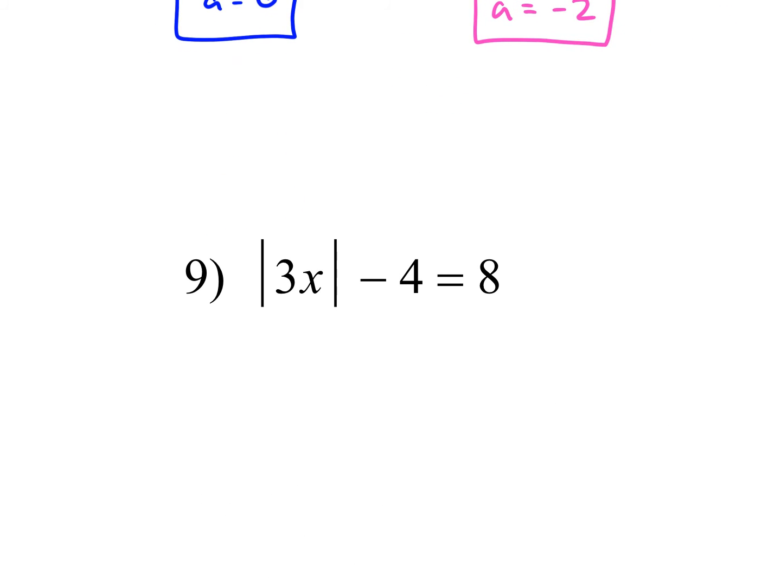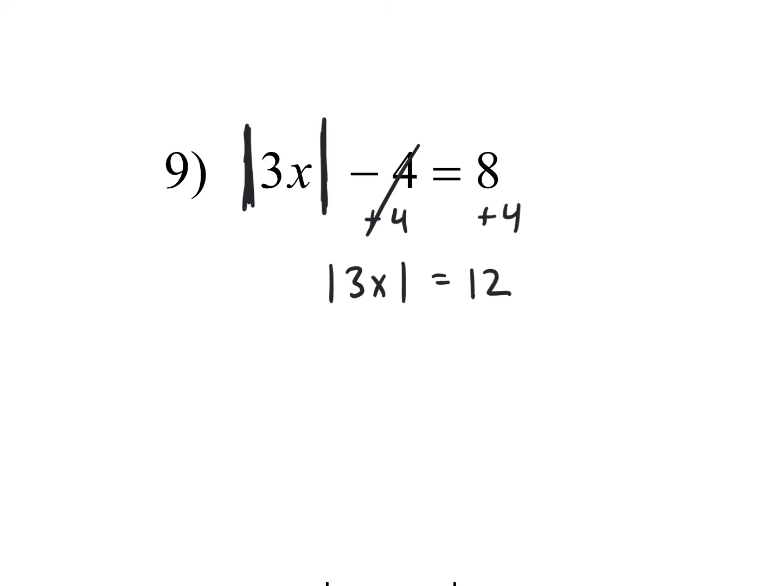So number 9. Our goal in solving absolute value equations is to get the absolute value all by itself. So what do we need to do first to get that absolute value of 3x all by itself? Plus 4. So we have the absolute value of 3x is equal to, what's 8 plus 4? 12.